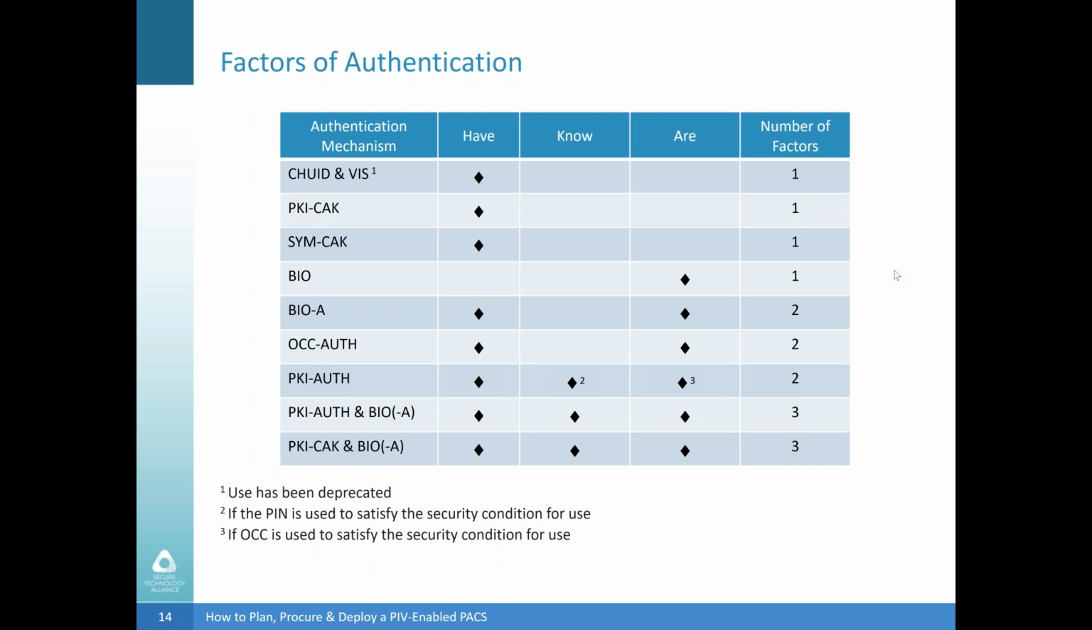Finally, notice the last 2 rows in the chart. In these 2 examples, authentication mechanisms are combined to provide 3 authentication factors. Appendix C of Special Pub 800-116 has more information about combining authentication mechanisms. Next slide, please.